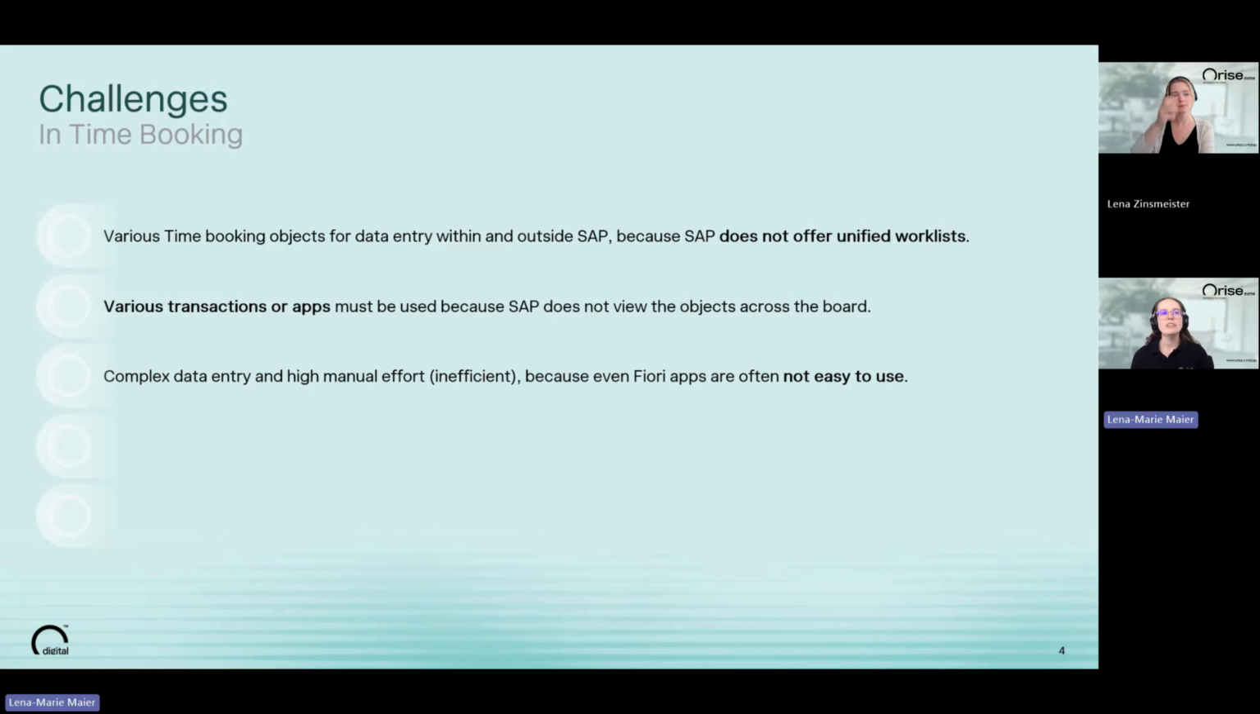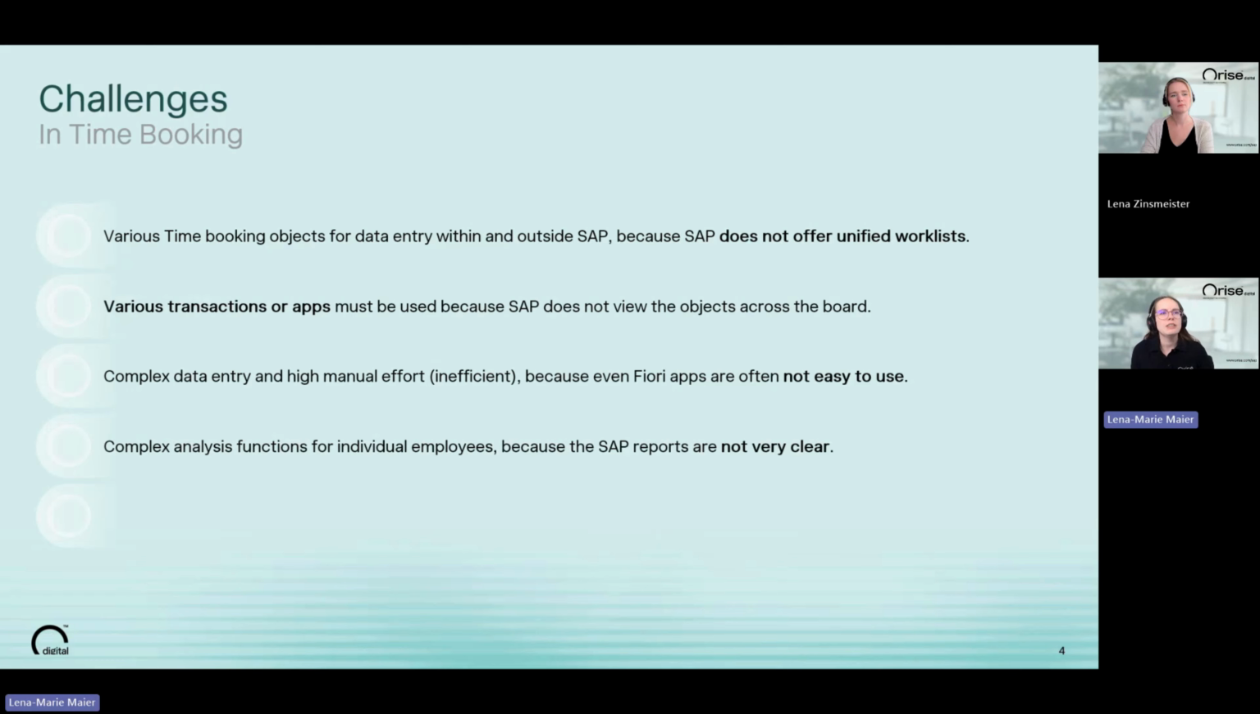With complex data entry, the apps are not easy to use. So if you get new employees, they need to be trained really well before they do the time tracking. Also, if a person joins another part of the company, they need to be trained how to book in that area, how to book on that object. And yeah, it's not unified.